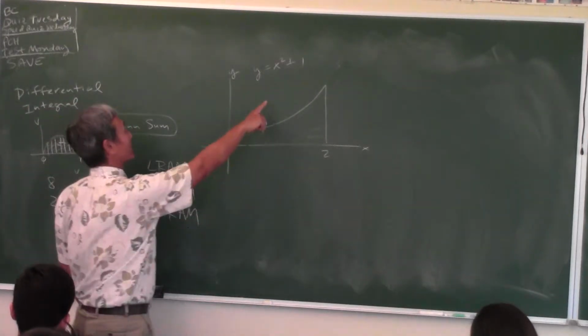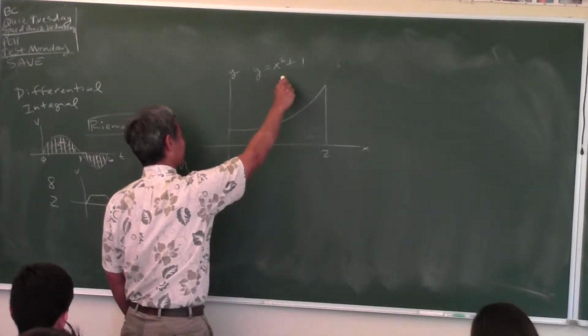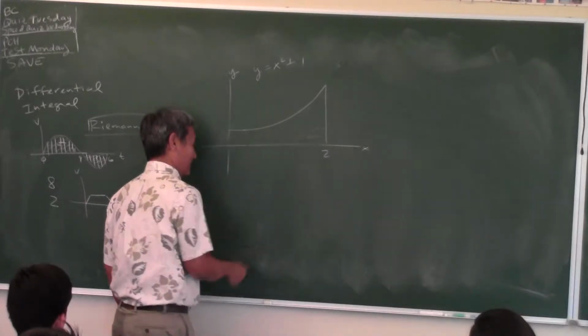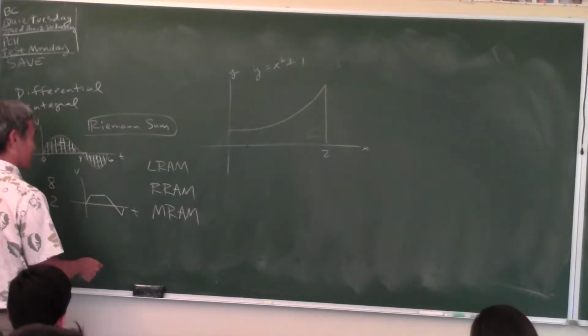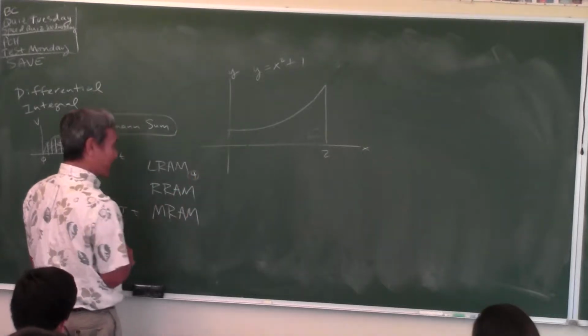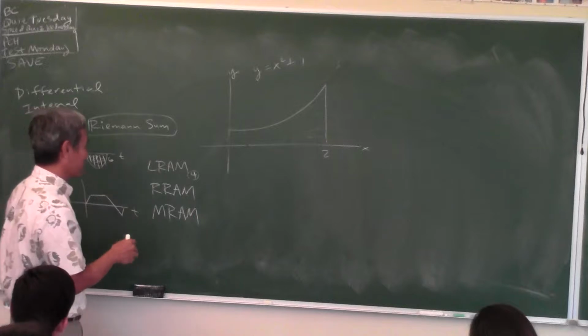So what if they tell you, okay, here is the area. Oh, by the way, I wonder if I should tell you this now. No, I'm not going to tell you yet. We'll wait till tomorrow. So LRAM 4, when you put a number over here, that means you're going to break it up into 4 rectangles of equal width.